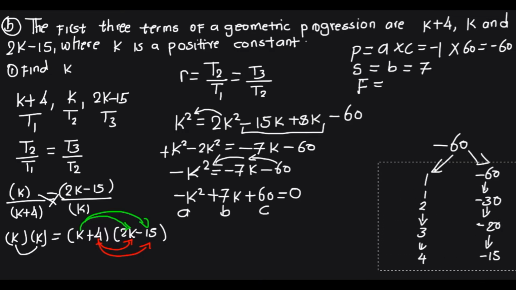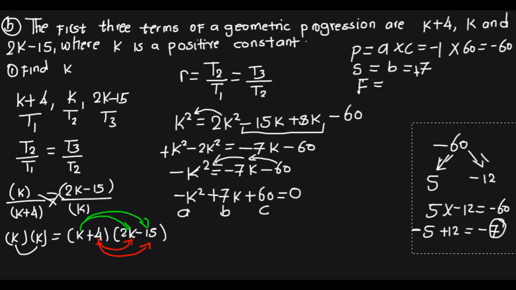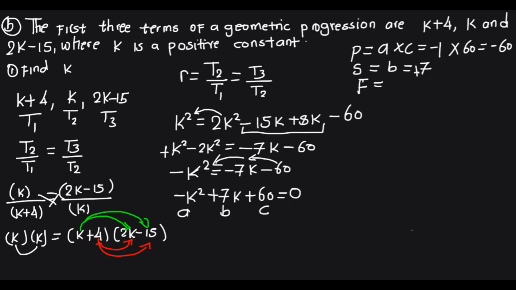So let me get rid of this and see. We've tried these numbers, so let's try 5 this time. 5 times negative 12 is negative 60, then 5 minus 12 is just negative 7. So we're able to get 7. Now since our 7 is positive, we just change the sign. Negative 5 plus 12, so that we're able to get 7. So the factors are negative 5 and positive 12.